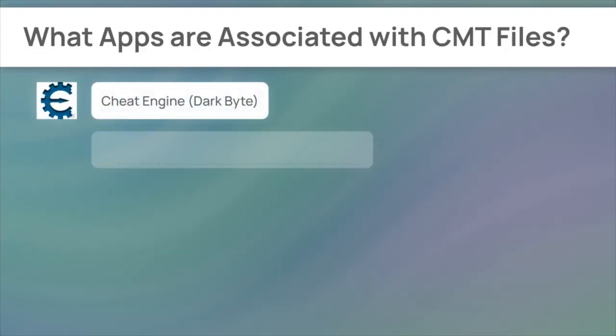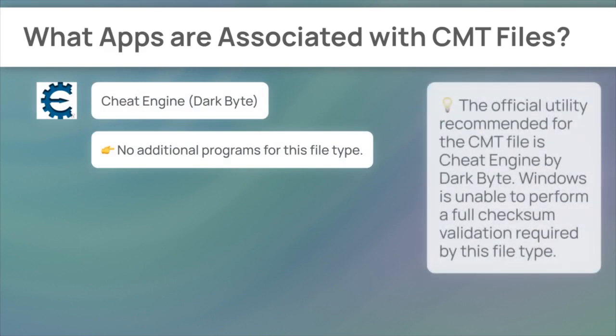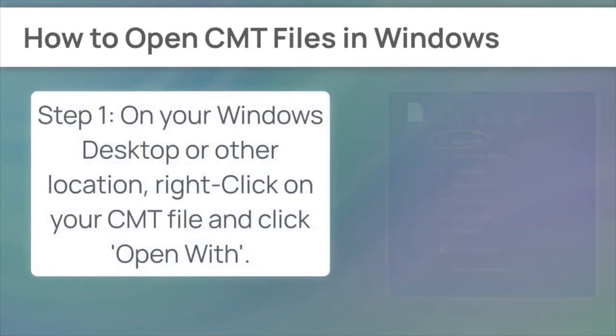For full editing functionality, CMT requires Cheat Engine, which is supplied by Byte. Windows is unable to perform a full checksum validation required by this file type. Windows gives only surface-level information, so detailed access requires specialized game-related software. We are checking the software landscape.